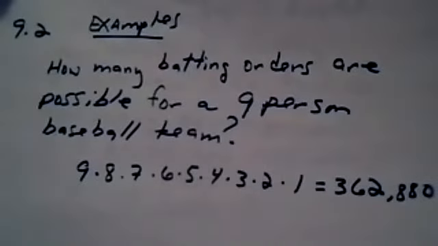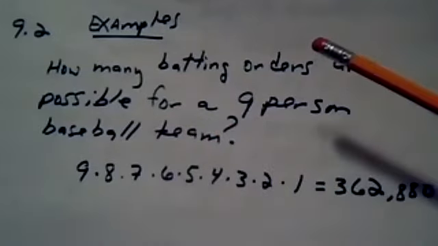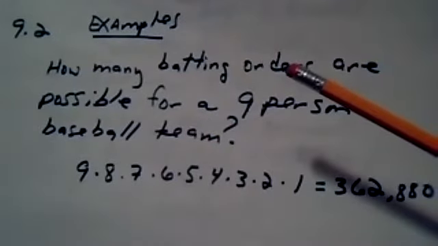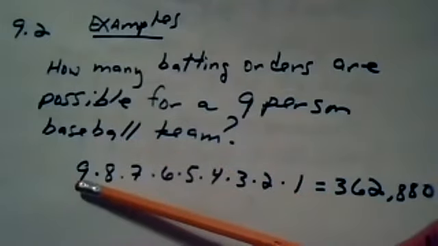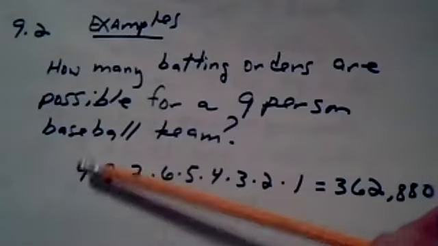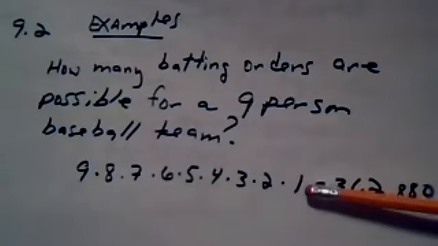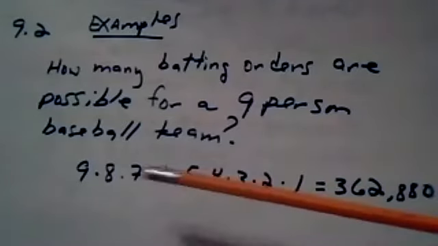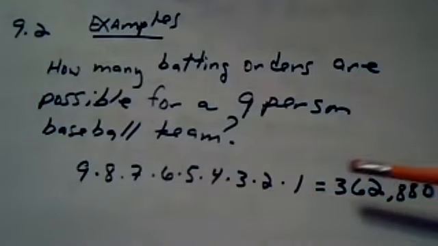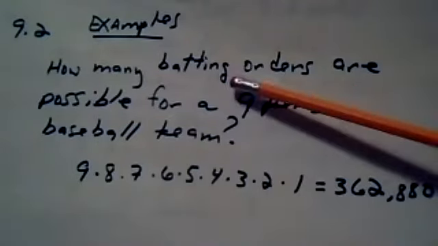How many batting orders are possible for a 9-player baseball team? Well, think of the first person selected. There are 9 you could select from. But once that one is selected, there's only 8 people to select from, and then 7, and then 6, all the way to the last one. You multiply them, and you get this number. This is how many batting orders we could have.